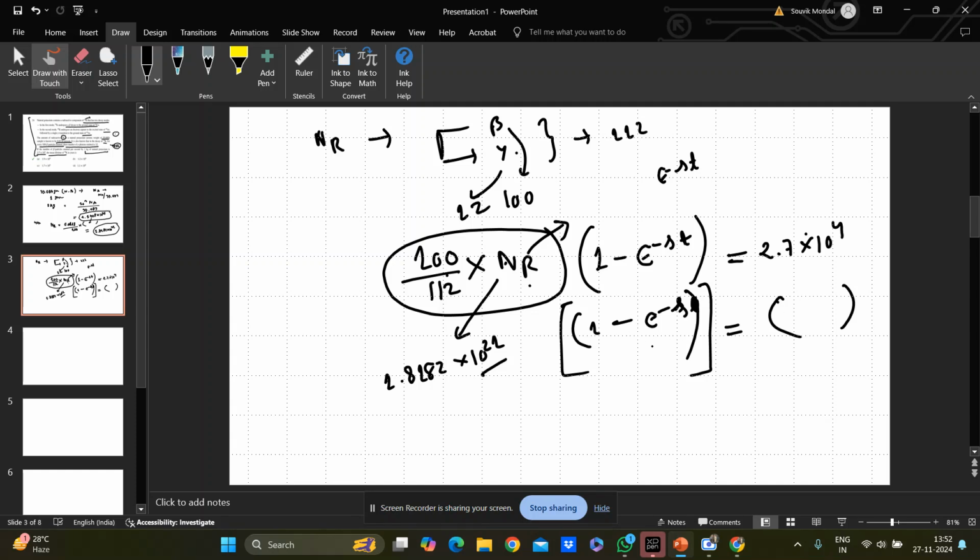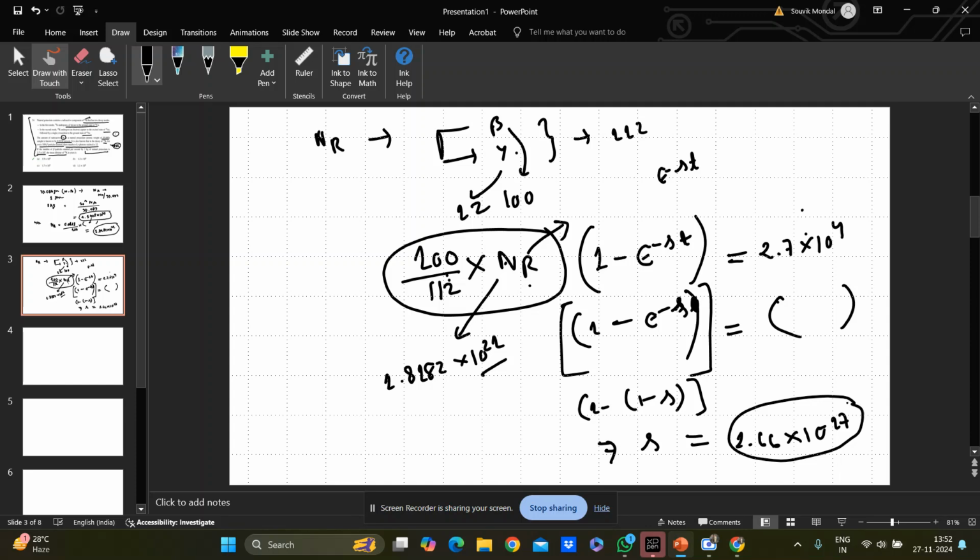So you can approximate e to the power minus lambda as 1 minus lambda. Okay, e to the power x is equal to 1 plus x plus x square by 2 factorial, this kind of thing. So you can simply write it as lambda, because this right hand quantity is extremely small. So lambda is simply given by 1.66 × 10^-17. That's why I am doing this approximation. Okay, so this is your lambda.